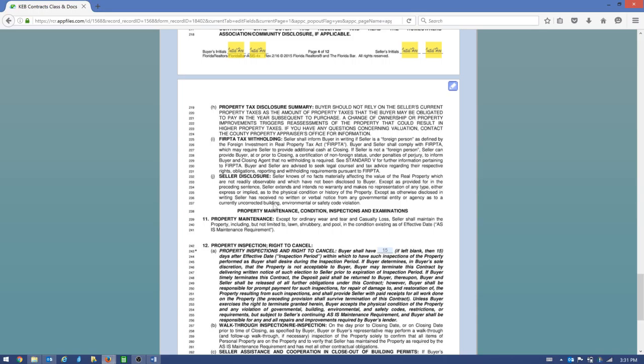Except as provided for in the preceding sentence, seller extends and intends no warranty and makes no representation of any type, either express or implied, as to the physical condition or history of the property. Except as otherwise disclosed in writing, seller has received no written or verbal notice from any governmental entity or agency as to currently uncorrected building, environmental, or safety code violations.